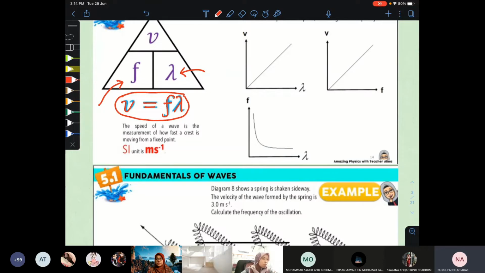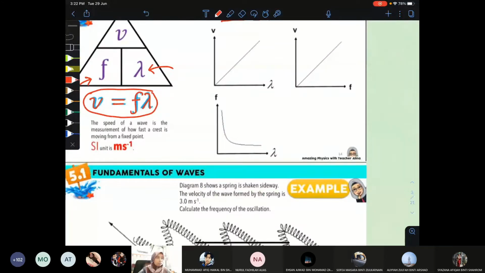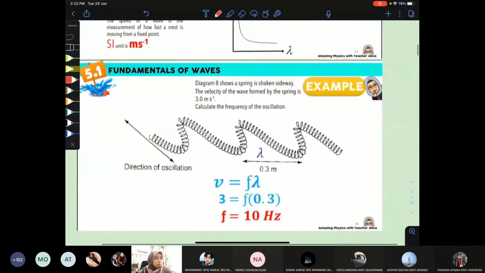So right now, hopefully by now students have flashcards or anything: v equals to f lambda. So that's the formula, right? Then you need to know the relationship. I'm sure you know how to look at the relationships, right?